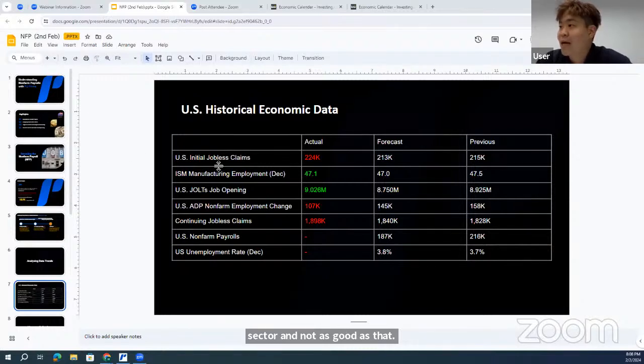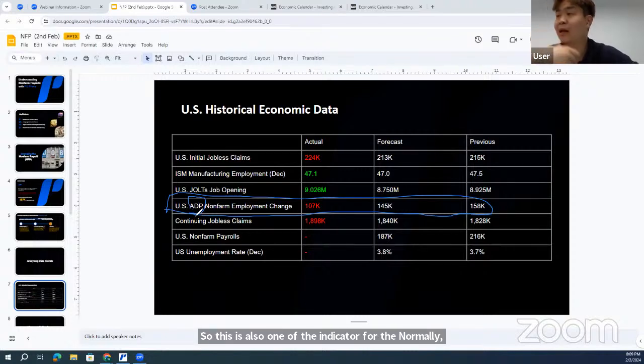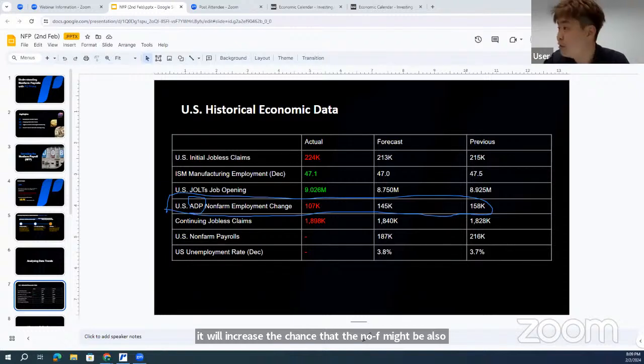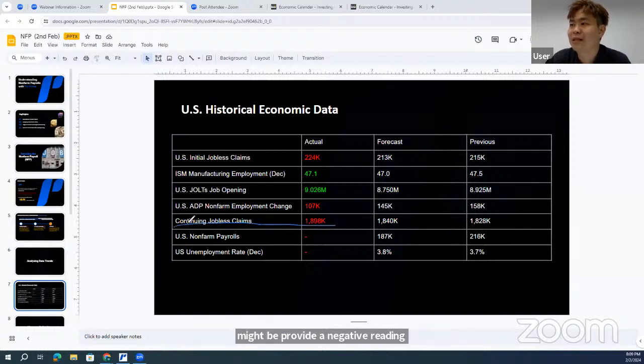Another thing is the US ADP non-farm employment change. This is also one of the indicators for the non-farm payroll. Normally, investors will also try to use the ADP data to predict the NFP. If ADP data provides a lower than expected reading, it means that the job sector in the US is not that good, and it will increase the chance that the non-farm payroll data might also be worse than expected. Recently, ADP non-farm employment declined aggressively from the previous reading of 158K to 107K, a reading which is also worse than the market expectation. So this is also another thing that can support the NFP providing a negative reading, combined with the continuous claims, these three data.